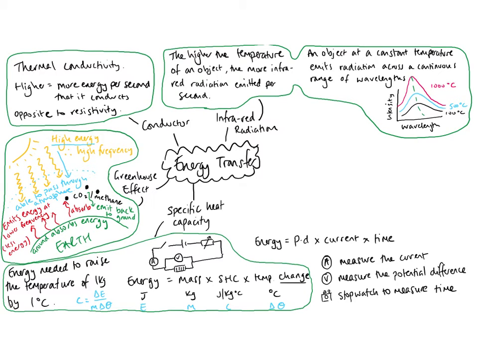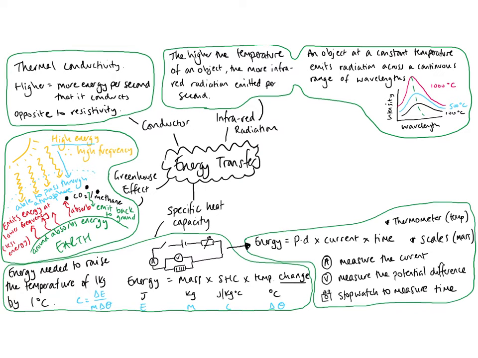And these three things can be linked together to calculate the energy, because energy is potential difference times current times time. To calculate the mass, you'll need some scales or a balance. And to measure the change in temperature, you will of course need a thermometer, and it's important you take the temperature at the beginning of the practical as well as the end in order to find the difference or the change.